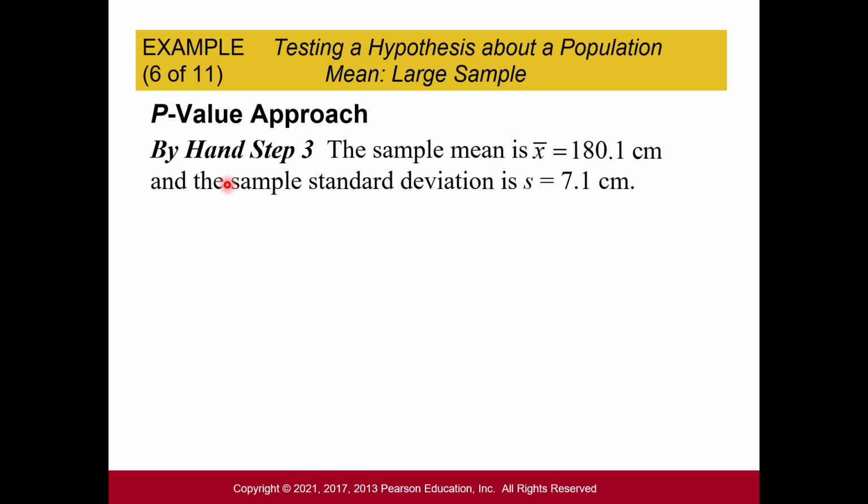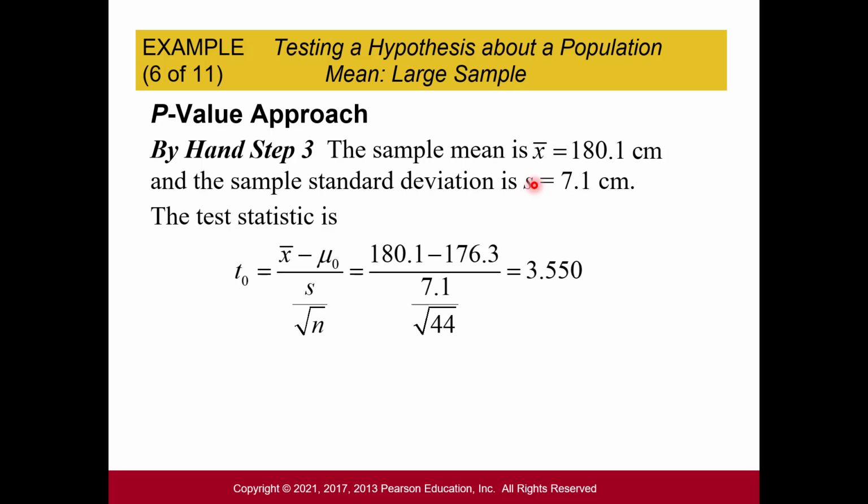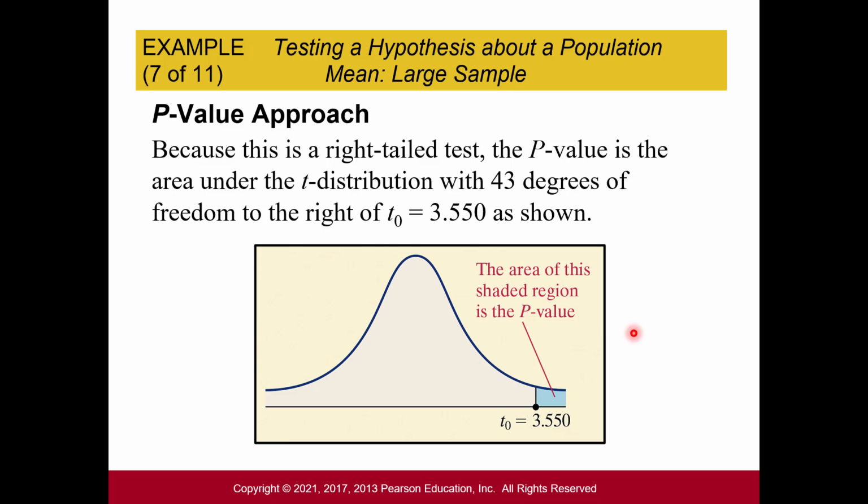So let's do it again using our p-value approach. So we have the same sample mean and standard deviation. We get the same test statistic, t naught is 3.550. Okay, so now what we're going to do is go to our t-distribution table, and we know our test statistic t naught is 3.55. So we're going to look for the critical value closest to this.